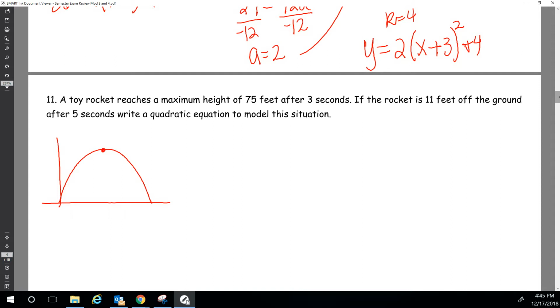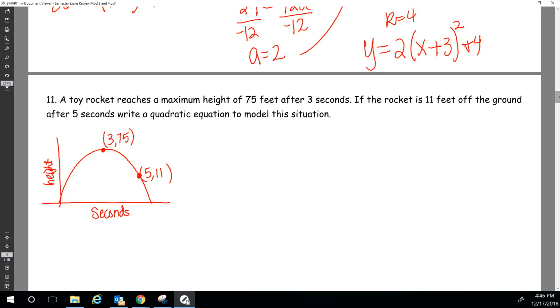But we know after 3 seconds, it's at its maximum height of 75 feet. So these are going to be seconds. If you have time in it, time is always going to be on the x-axis. I say always, but almost always on the x-axis. But when you got these height problems, definitely. All right, so after 3 seconds, we're at 75 feet, and then it says if the rocket is 11 feet off the ground after 5 seconds, so let's call this 5 seconds. We're at 11 feet. Write a quadratic equation to model this situation.